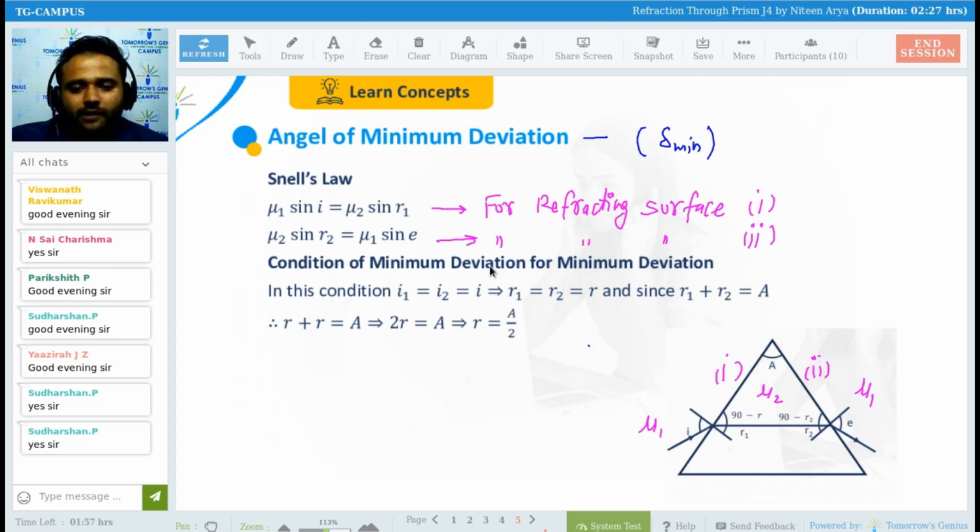Now, condition of minimum deviation. What is the minimum deviation? In this condition, I1 equals I2 equals I. I1, which is this particular I, is going to be I in general, and R1 equals R2 equals R. One thing is missing. I is going to be needed, this E, if I'm not wrong, because angle of deviation doesn't consider I in this.